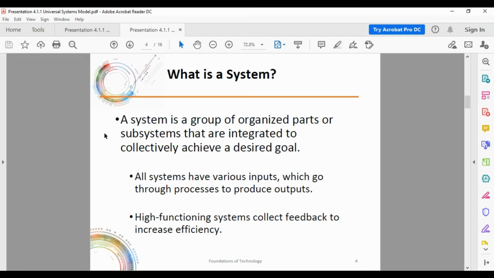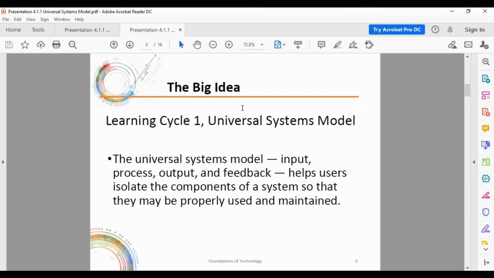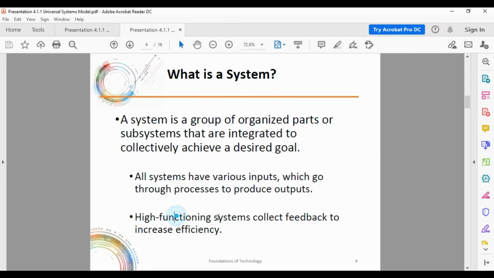A system is a group of organized parts or subsystems that are integrated collectively to achieve a desired goal. All systems have various inputs which go through the process to produce outputs. Again, it's input, process, output, and then finally feedback. A high-functioning system collects feedback to increase efficiency.